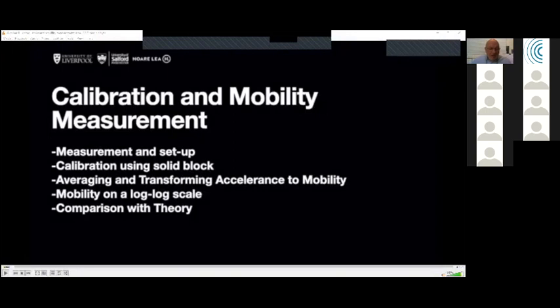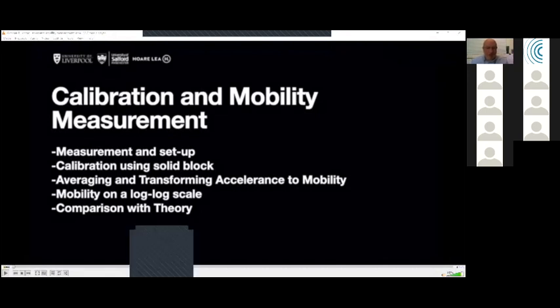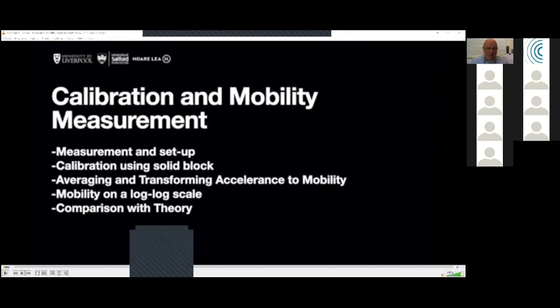Right. Okay, so this video, we're going to look at measurement setups and calibration using a solid block, mention averaging and transforming accelerance to mobility, and then displaying mobility on a log-log scale and comparing mobility measurements with theory. I'm going to stop and start the video a few times, which is irritating, but it allows us to just look in some detail at what's being shown.